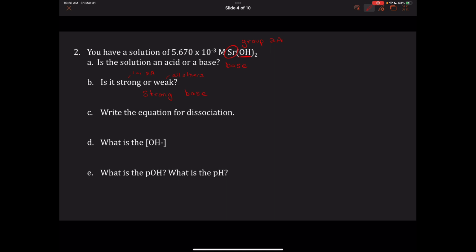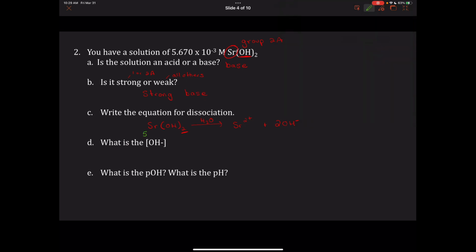Now, since we have a strong base, we have to account for the number of hydroxides. So the base concentration is not automatically my hydroxide concentration. So I cannot just go take the negative log of this like we did with our acid. So I'm going to go ahead and write the equation for the dissociation of this base. So if I take strontium hydroxide and I put it into water, it's going to dissociate into strontium cations. And that subscript of 2 here means I'm getting 2 hydroxides. So when this dissociates, it's a 1:1:2 ratio.